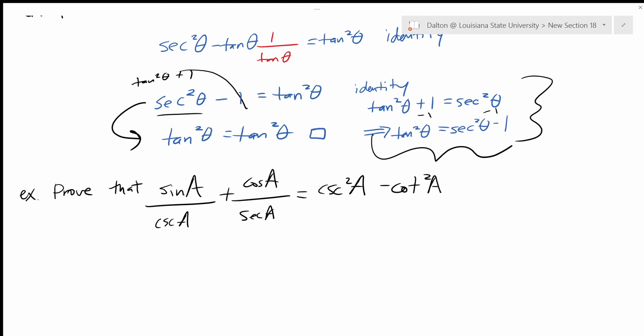Okay, I need to see how you know that. So that's what I mean by not skipping steps. Okay, right. So you need to show me that you know. I like where you're thinking. Sine A plus cosine of A.